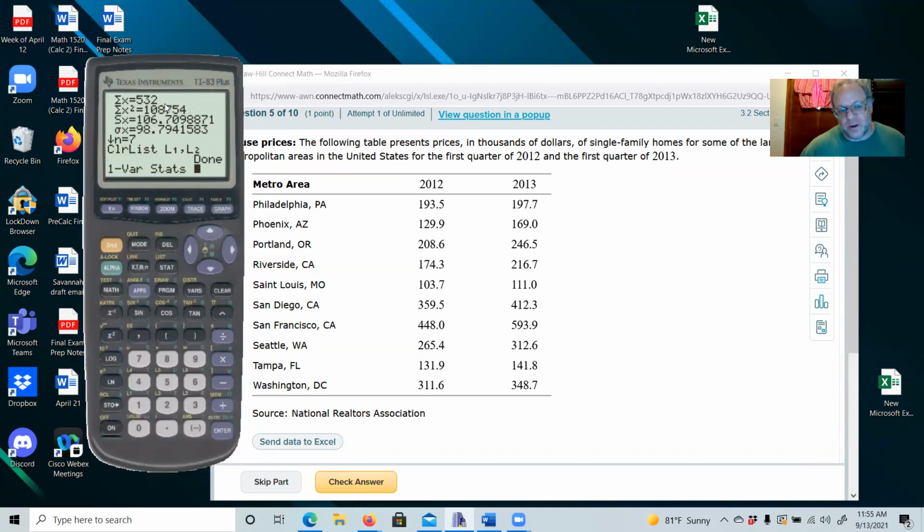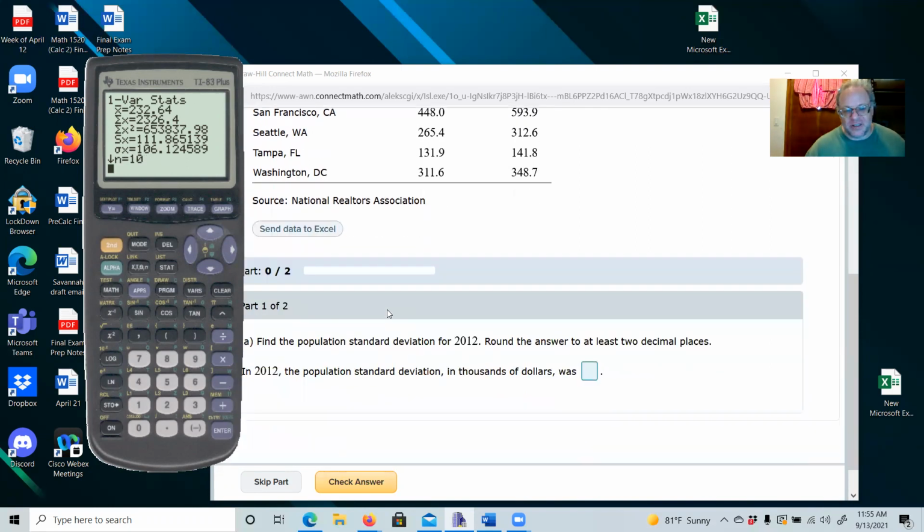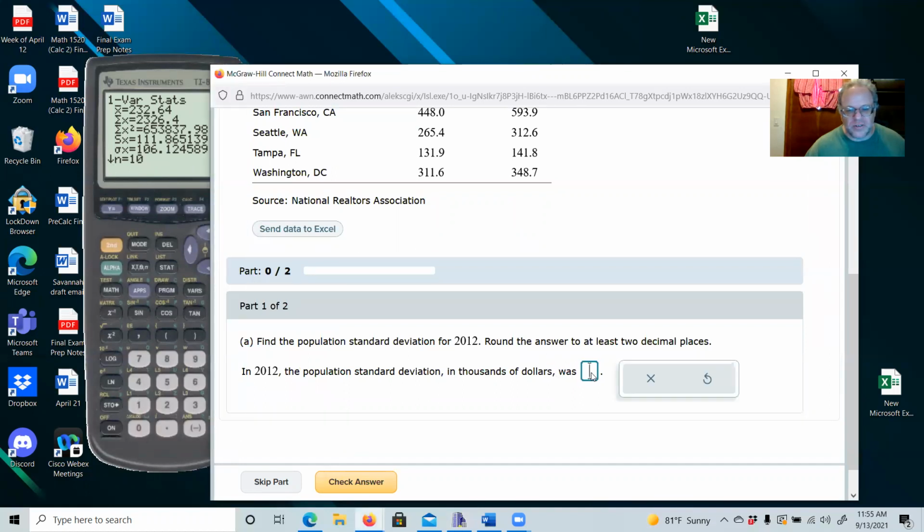list. If you only wanted to do list one, you can just hit enter. It'll assume that you meant the first one. So there you go. Now for this one, the population standard deviation, do you see this little sigma x? We'll get to two variable statistics. The reason there's a little x here is because there's also going to be a y. So the sigma x is 106 point, how many decimal places do they want? Two decimal places. So 106.12.